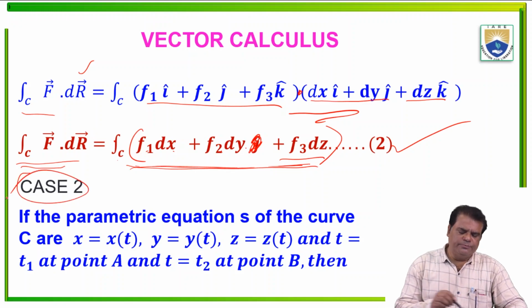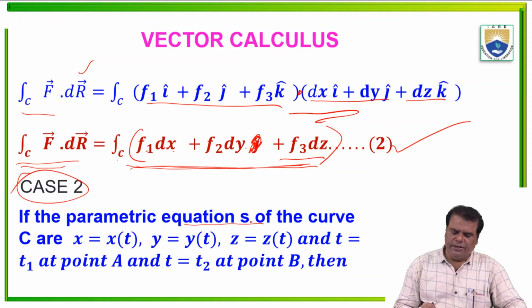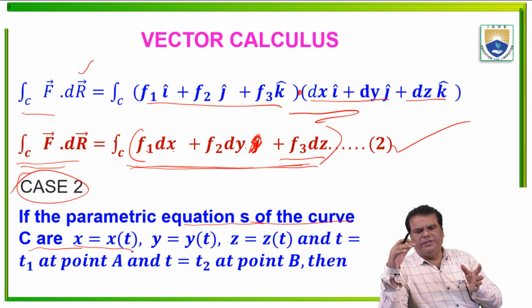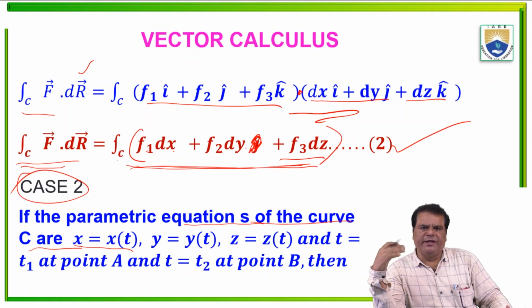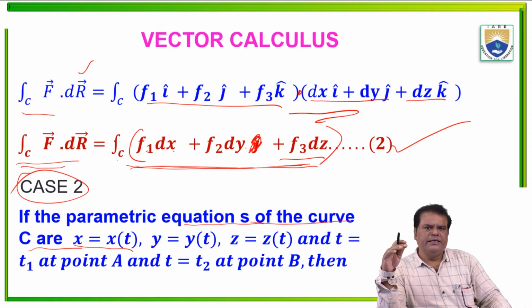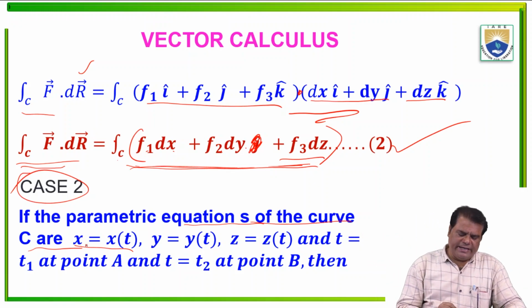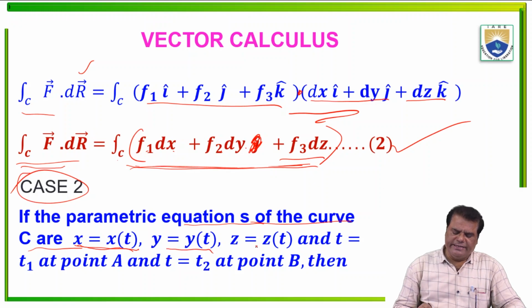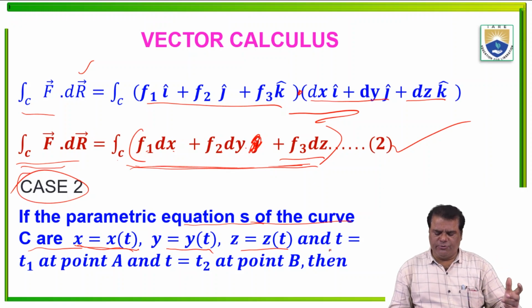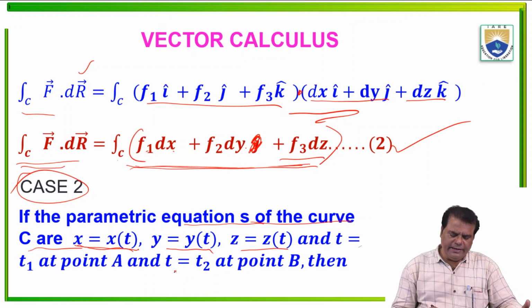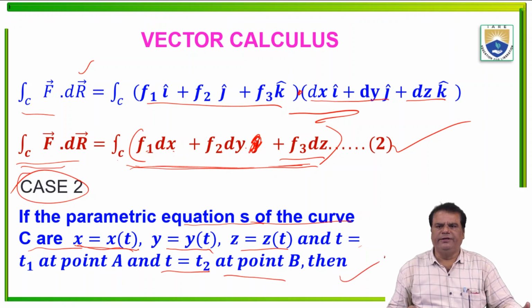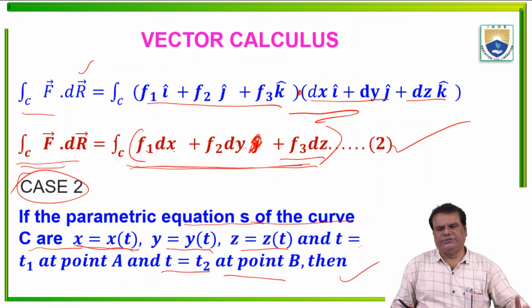Now case 2. In this case, if the parametric equations of the curve C are given, that is, if the variables x, y, z are in parametric form. Parametric form means x, y and z are functions of t. So x equals x(t), y equals y(t) and z equals z(t), where t equals t1 at point A and t equals t2 at point B. Then our formula will change.